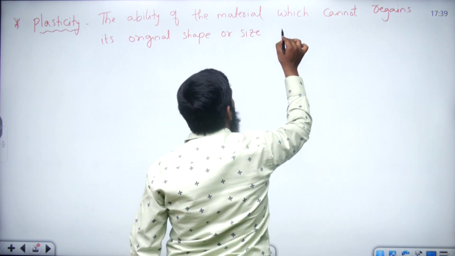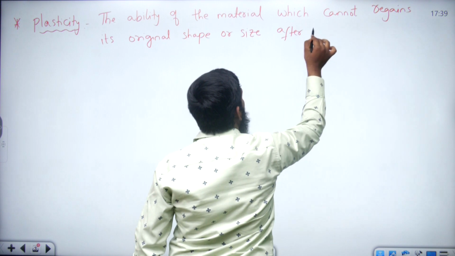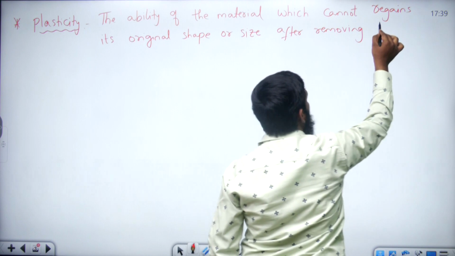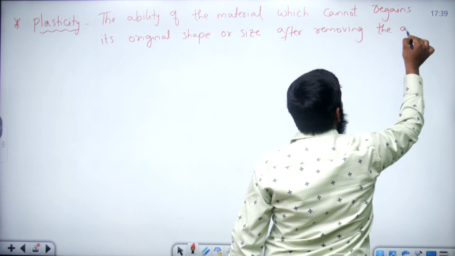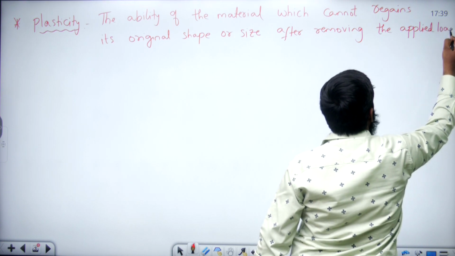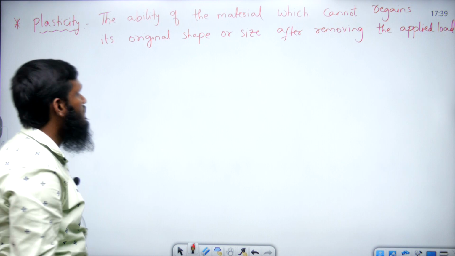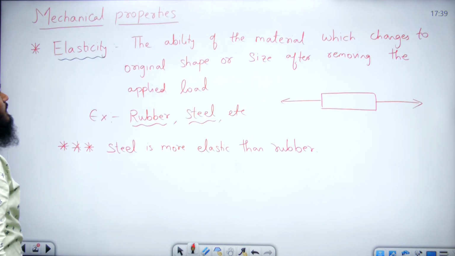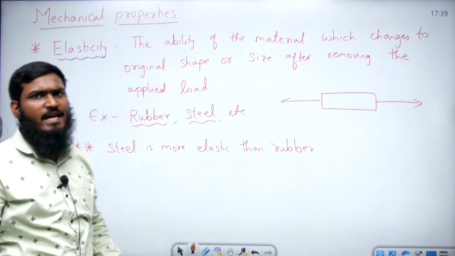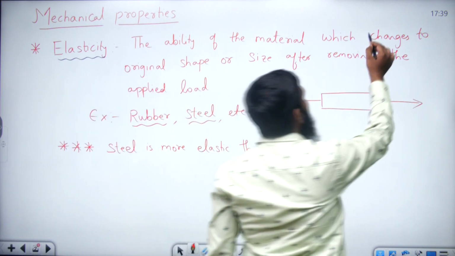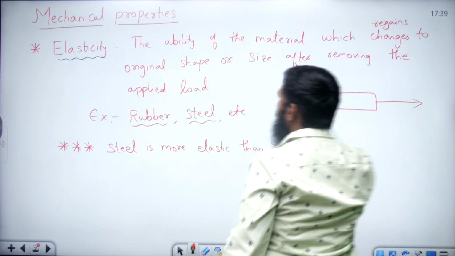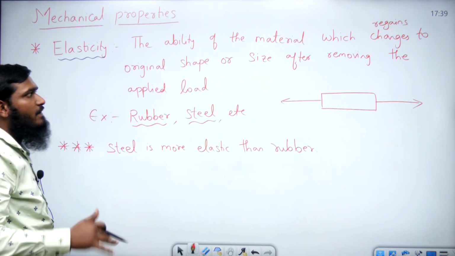Okay, after removing the applied load. So this part we have written the definition for plasticity. Elasticity, the ability of the material which changes, or else we can write it as regains also. We can write over here as regains, changes or else regains to original shape or size after removing the applied load.